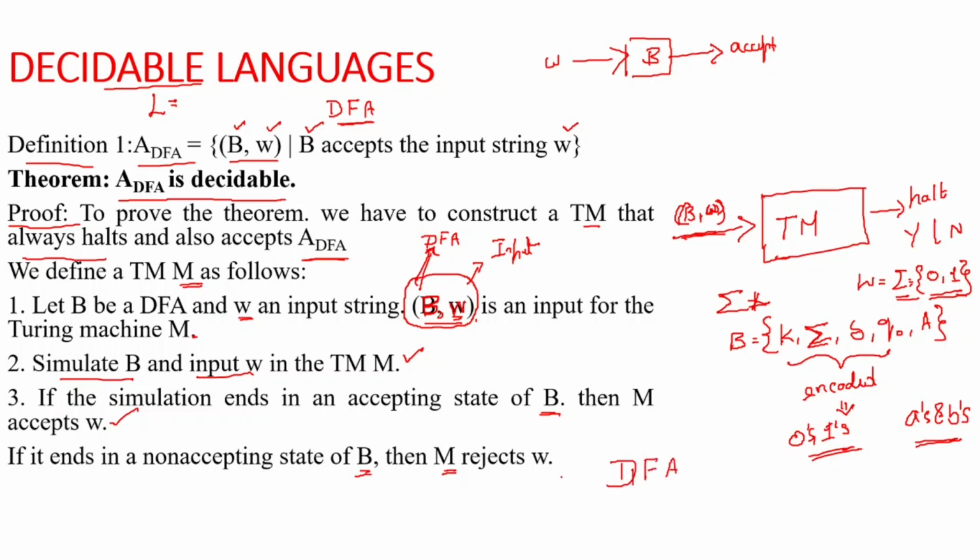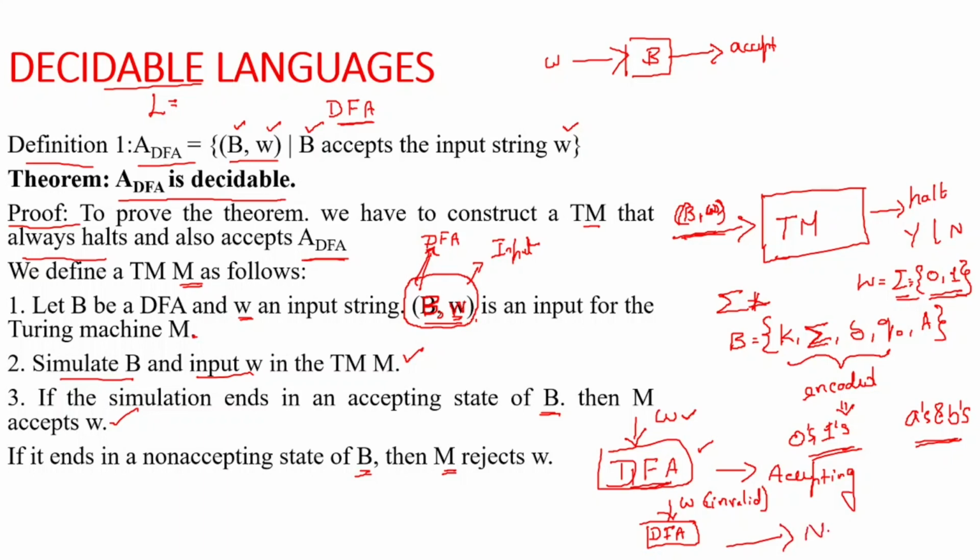Of course, the DFA will end up in an accepting state if a valid string W is given to it, and the same happens here. So if the DFA B and a valid string W are given as input to the Turing machine, the Turing machine will end up in some accepting state, and if the simulation is of the DFA B and some invalid string, then the Turing machine should end up in some non-accepting state. This is what the DFA would have done, right?